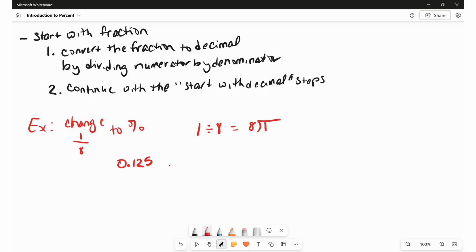In order to change this to a percent, remember, we're going to take this decimal point and move it 1, 2 places, which gives us 12.5%.